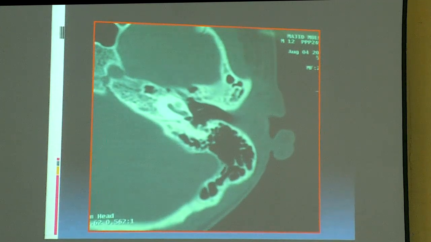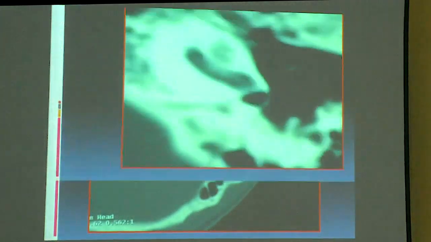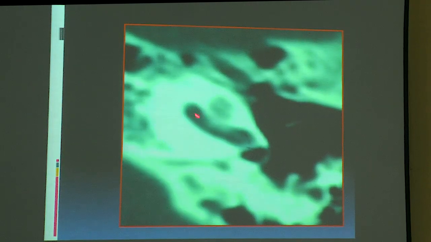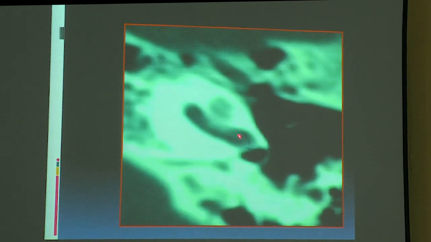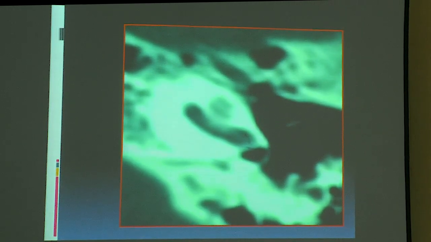You go one cut below, and what we can see, we will magnify this here. So this is the interscalar septa. This is between the basal and the middle turn, and this one is between the middle and the apical turn, and you can see one projection, a faint white line. So what is that? Spiraling around the modiolus, the osseous spiral lamina.